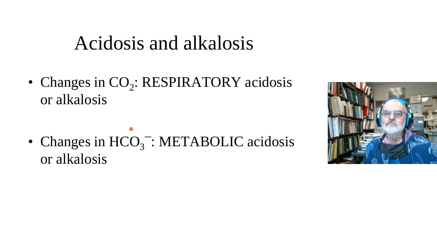Alternatively, the numerator, the bicarb, can go up or down. This is the metabolic component. If the bicarb goes up, that's alkalosis. You've raised the concentration of the base. If the bicarb goes down, that's acidosis. You've lowered the concentration of the base. So you can have respiratory or metabolic, acidosis or alkalosis. You identify which one it is by the primary change. Did the CO2 change correspond to the pH? Did the bicarb change correspond to the pH?